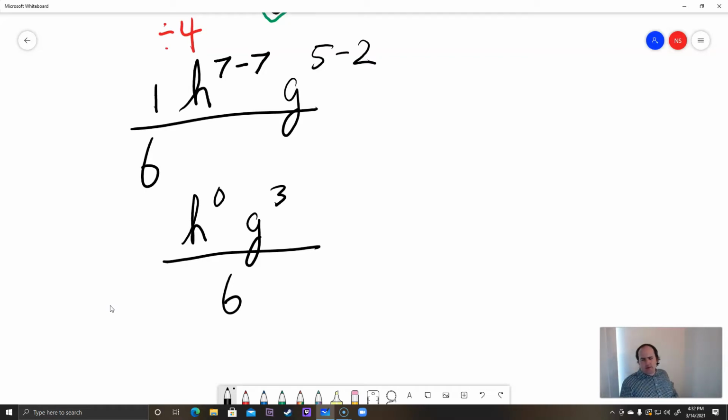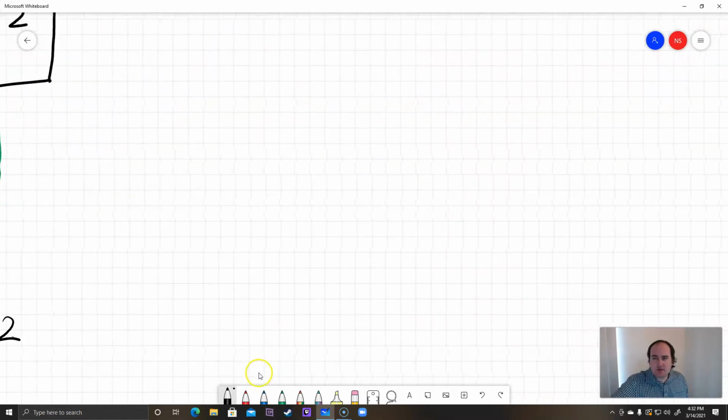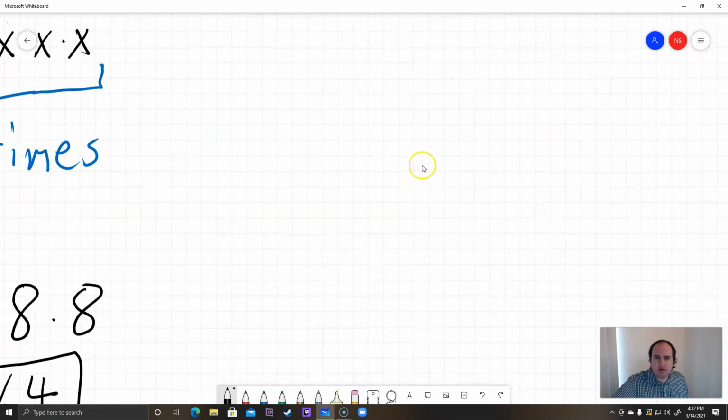Now the real question is, what is this h to the 0? What does that mean? Well, some of you probably already remember from an earlier lecture where we talked about exponents a bit, that any number to the 0 is 1. But that's actually going to be another rule that I should write up here.